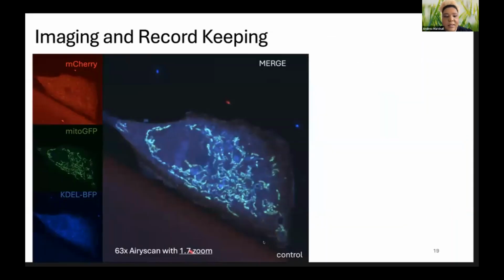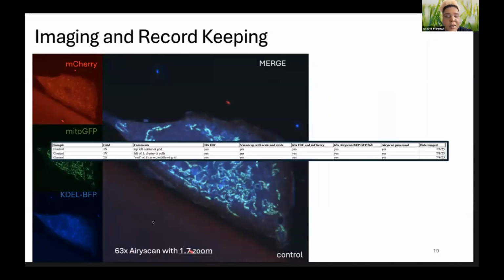And so here is just one of the images from a control cell using the 63X on the ARIScan. And so you can see the cell was mCherry positive. We have a beautiful mitochondrial signal as well as a wonderful ER signal. And that's it merged. Another key consideration is note-taking is your friend.